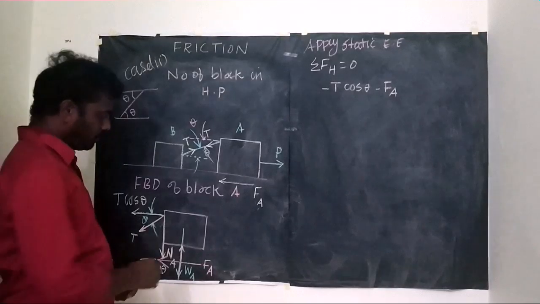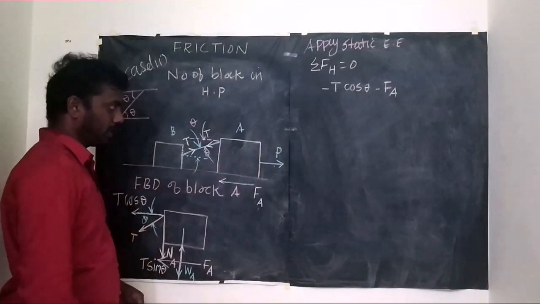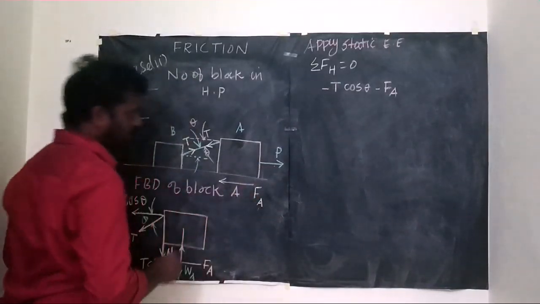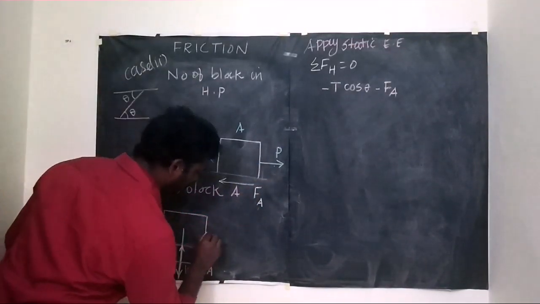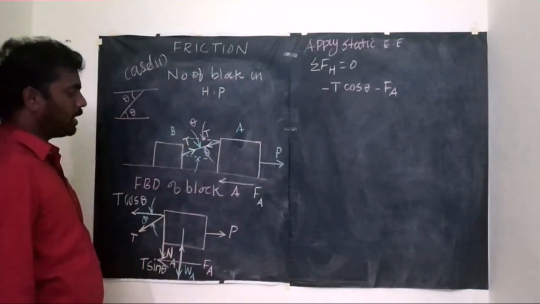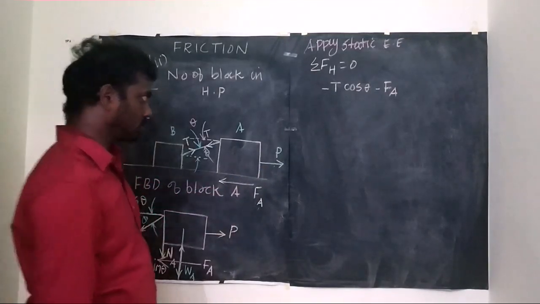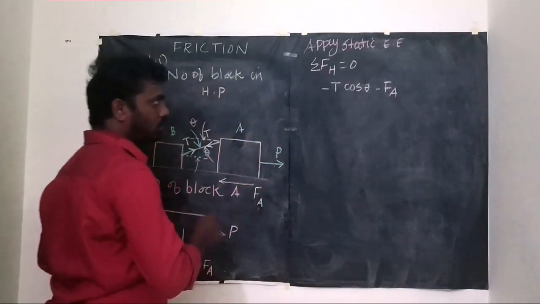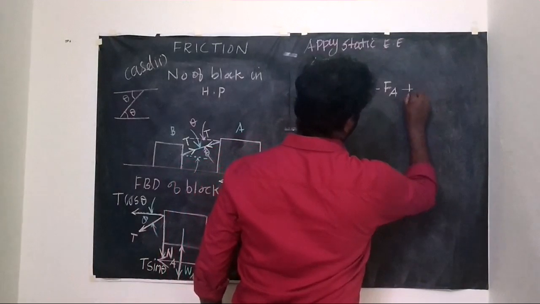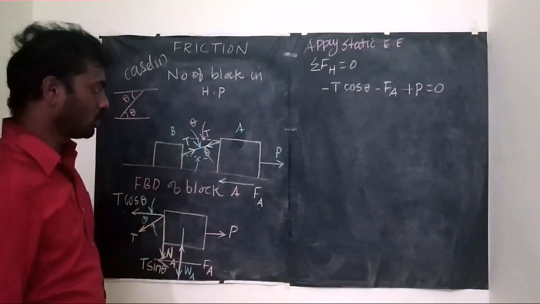Then listen here, I thought we left out one force, that is the external force acting on block A. So this external force P is mentioned here. We have to remember this. This P is acting towards right, assumed as positive, equal to 0. This is my required equation to find the unknown value.